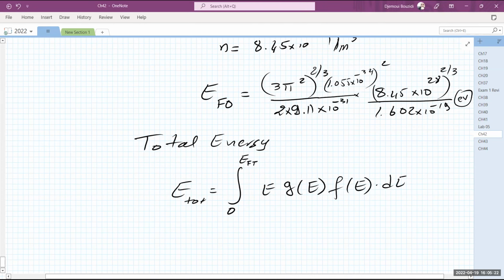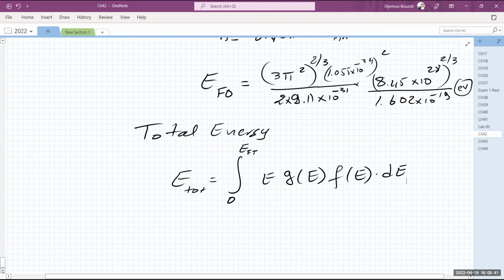E, dE, okay? This E cancels the 1 over E in here. This one is dimensionless, and this is a total energy, so it's going to be in units of electron volts if we convert everything to electron volts. As I was saying, this integral is not easy to carry, okay?